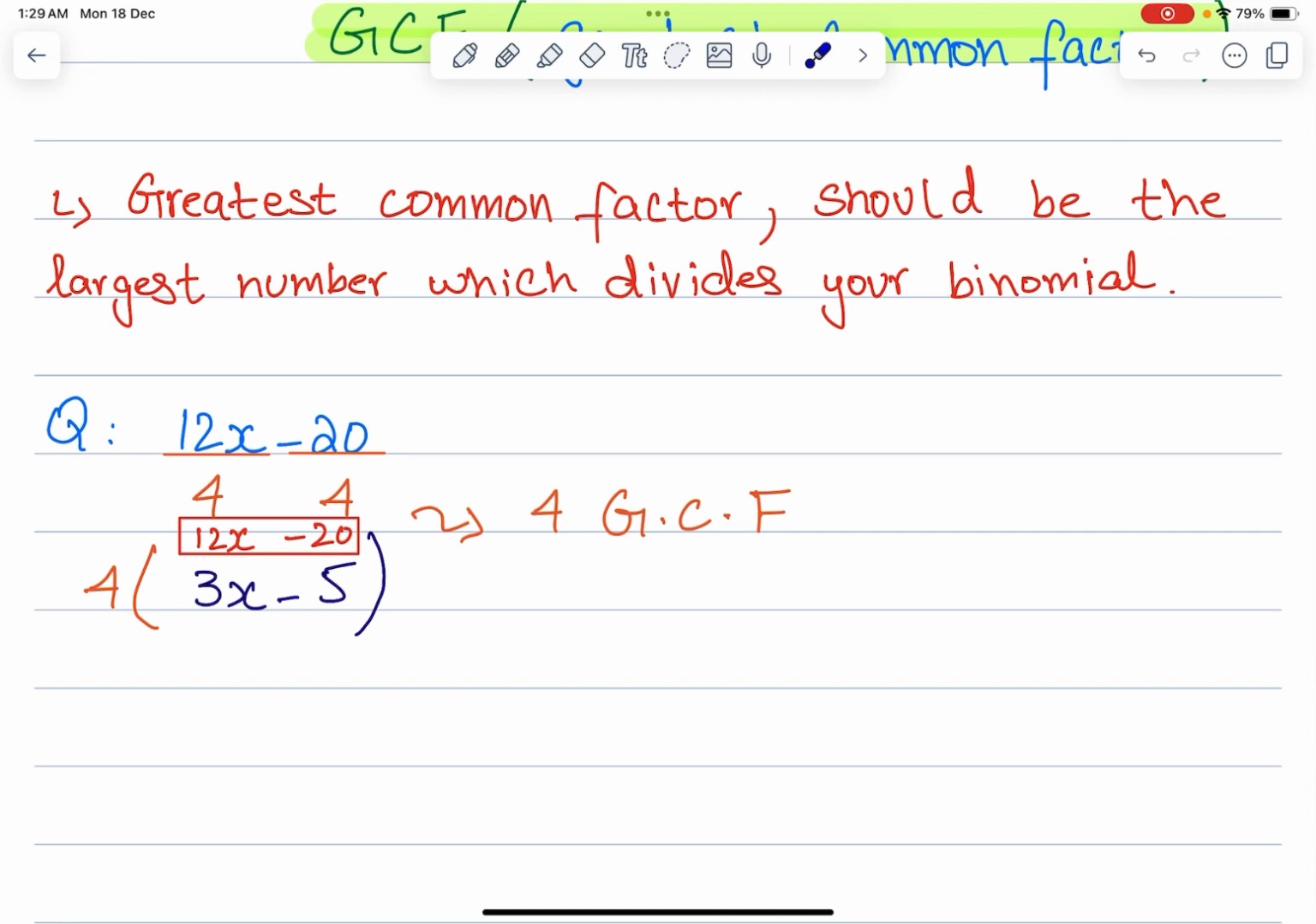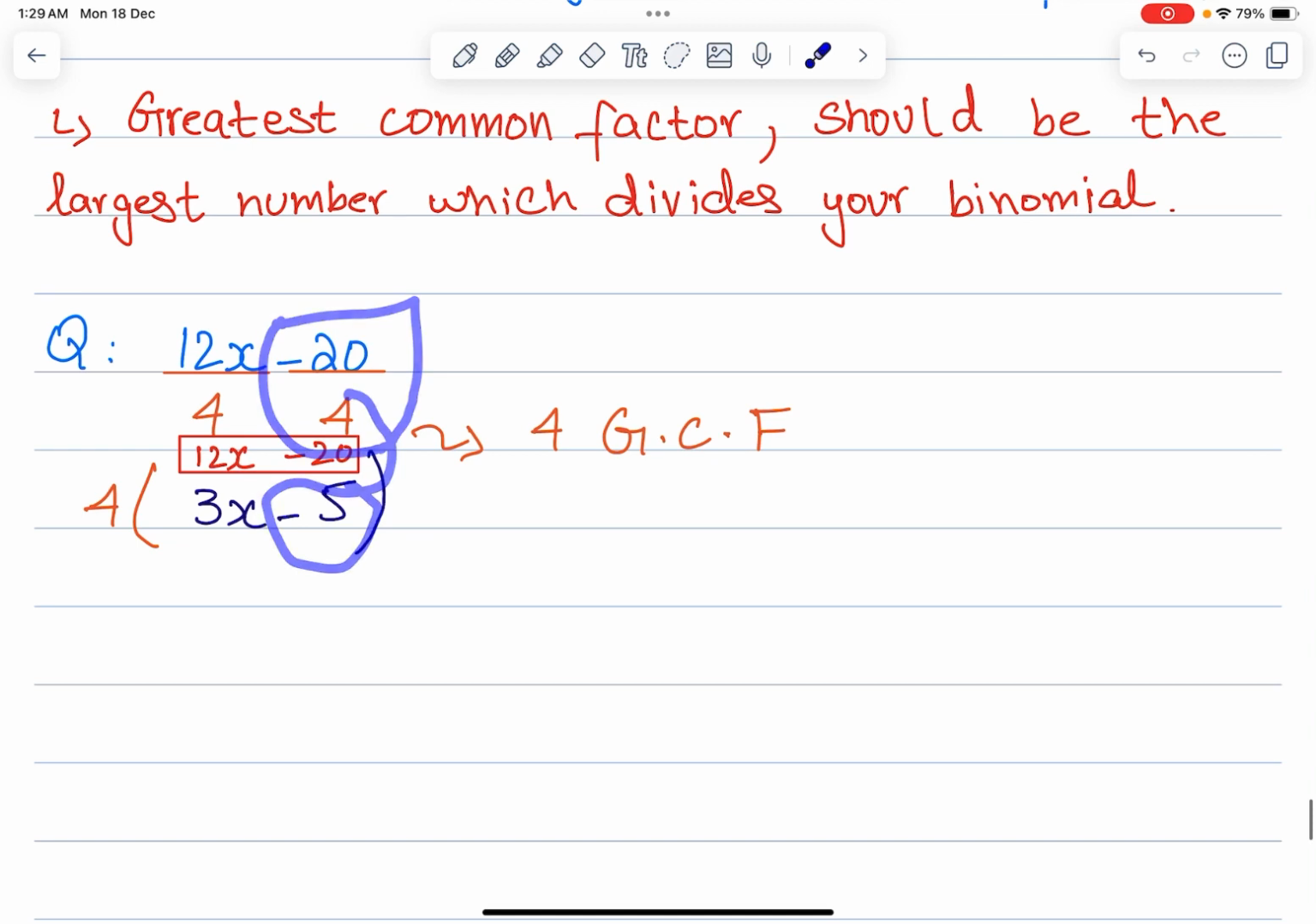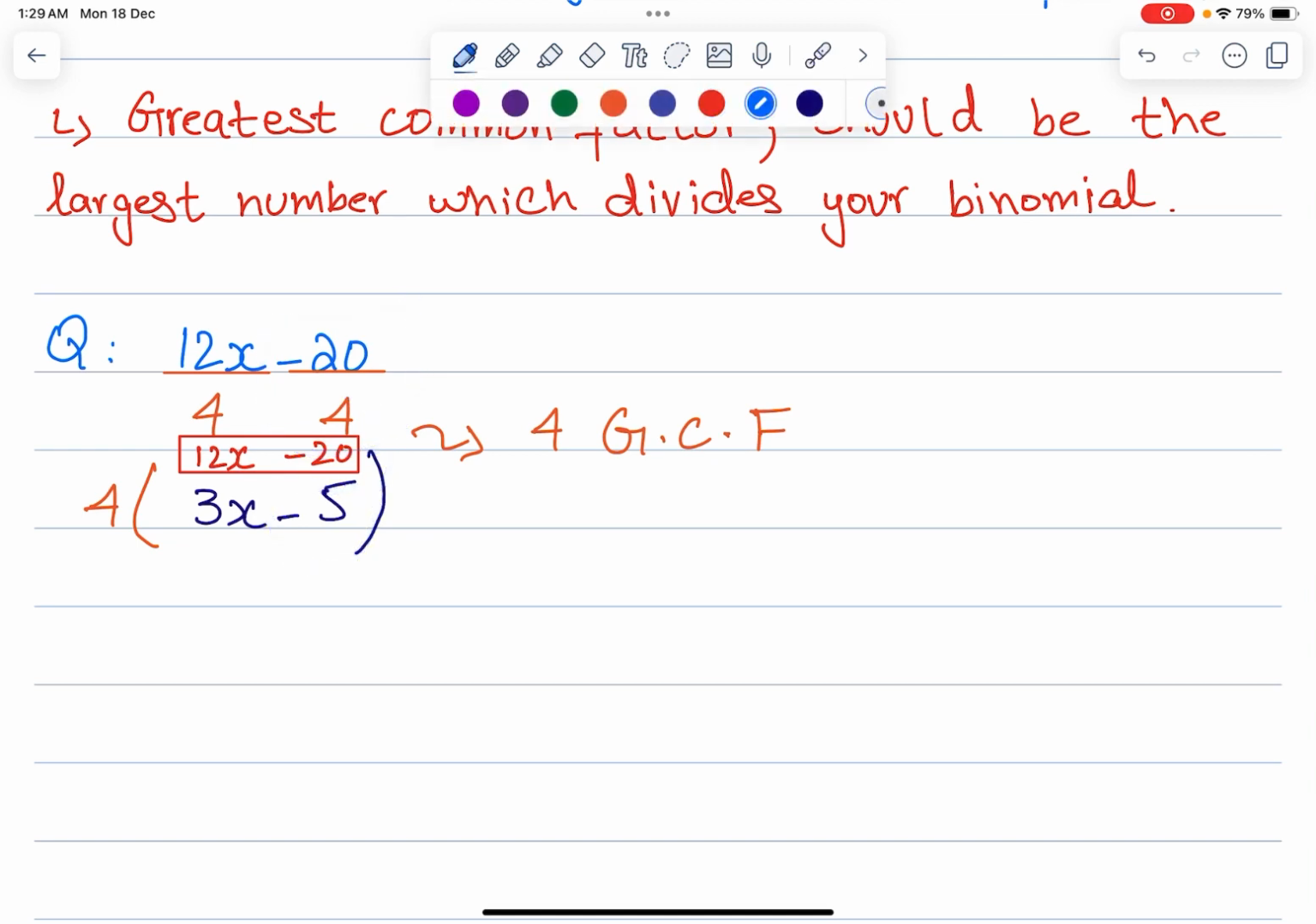And how do you write it? You write the greatest common factor outside the parenthesis, you open the parenthesis, and what you write inside the box is what you get after dividing both of your numbers by the greatest common factor. In this case, we divided both of them by 4 and we got 3x for this side, and negative 20 divided by 4 gave you negative 5 for this side. That is simple. All right, let's move on to type 2.